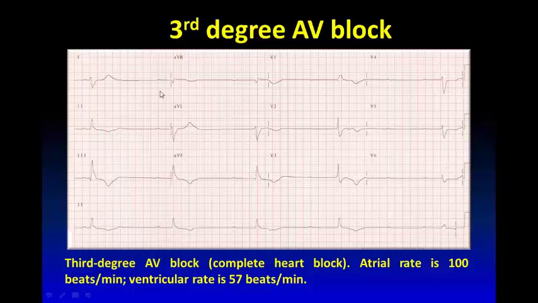In this 12-lead ECG, the atrial rate is approximately 100 beats per minute, while the ventricular rate is about 57 beats per minute. The ventricular complexes, the QRS complexes, are of abnormal shape, indicating that the stimulus which has stimulated the ventricles must have originated from the ventricles and not from the atria.